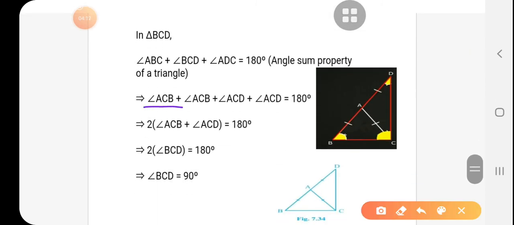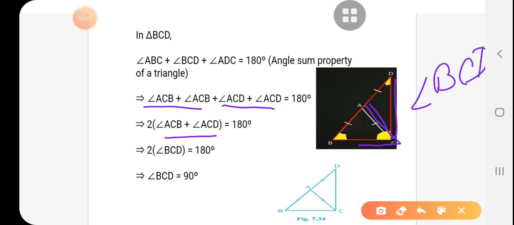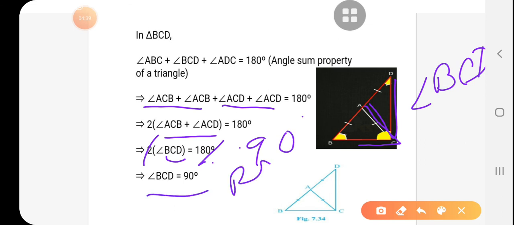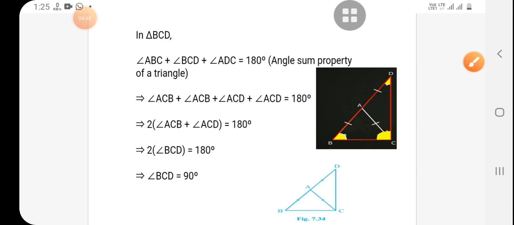Now see here 2 ACB plus 2 ACD. So 2 will be common and we can write it as 2 times ACB plus ACD. Now see here, ACB plus ACD is angle BCD. So we write it as 2 angle BCD equals 180 degrees. Now 2 will divide 180 degrees, that is 90 degrees. So angle BCD will be 90 degrees. That is the proof. Thank you.